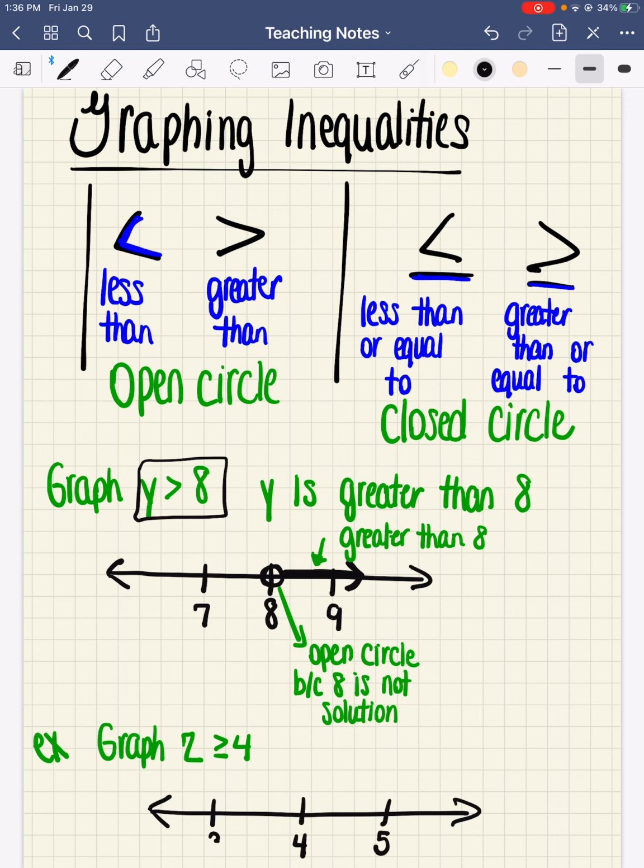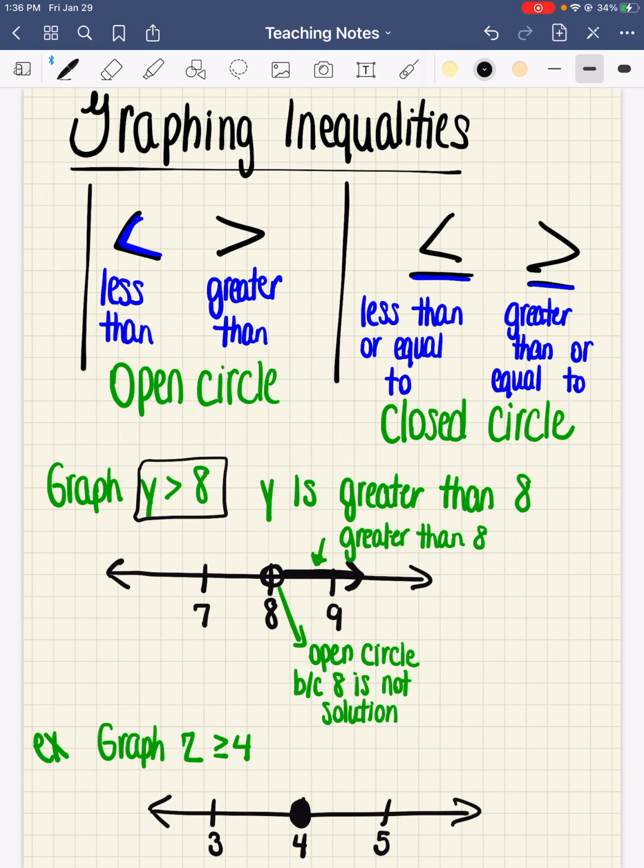All right, again, I suggested that you create a number line that has the number that you're talking about. In this case, it was 4, 1 less, 1 more. Z is greater than or equal to 4 is what this reads. I'm going to go to 4. This time I get to close my circle because of the equal sign underneath.